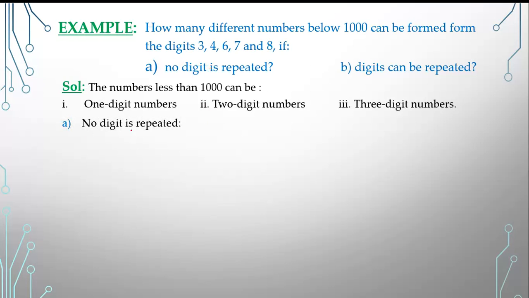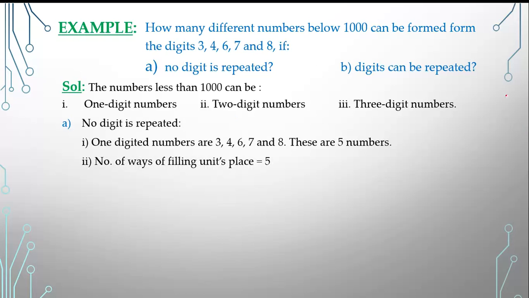In this case, if no digit is repeated and we make a one-digit number, how many ways are there to make it? Here the digits are 3, 4, 6, 7, 8, a total of 5 digits, so we have 5 ways to make a one-digit number. Now come to the two-digit number. A two-digit number has a units place and a tens place digit. So to fill the unit place, how many options do we have? We have 5 digits.